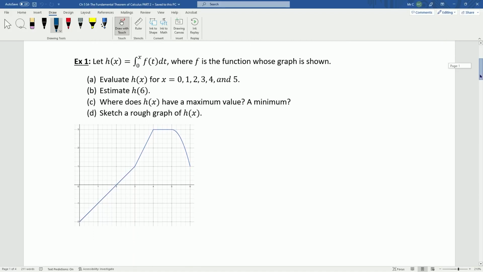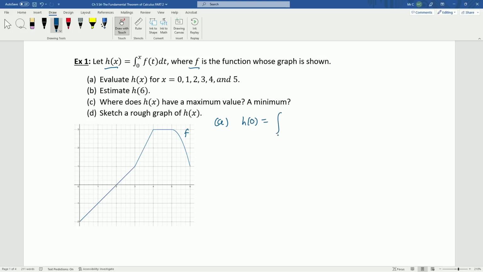So, what we're going to do is try to take a look at this graphically and see what this means. So what we have here, f is the function that's graphed here. But what we're going to evaluate is this function h of x, which is the integral from 0 to x of f of t dt. Okay, first we're going to start by evaluating h of x for x equal to 0, 1, 2, 3, 4, and 5. So for part A here, let's start with h of 0.